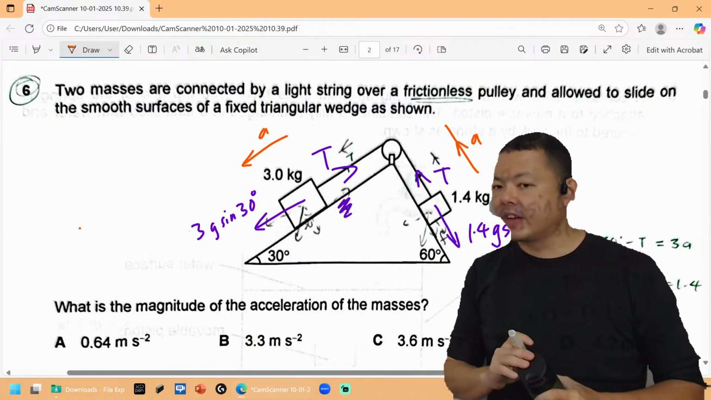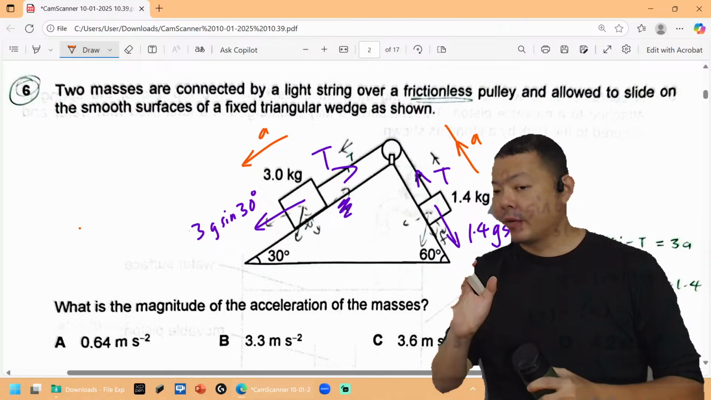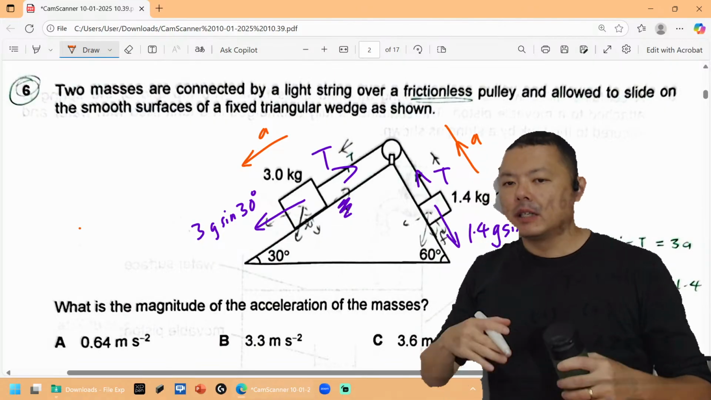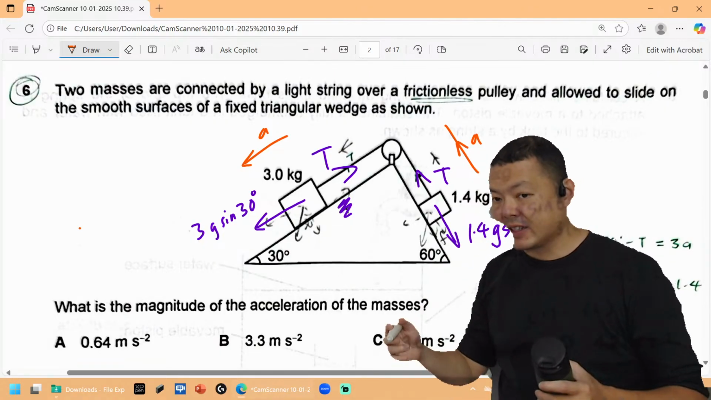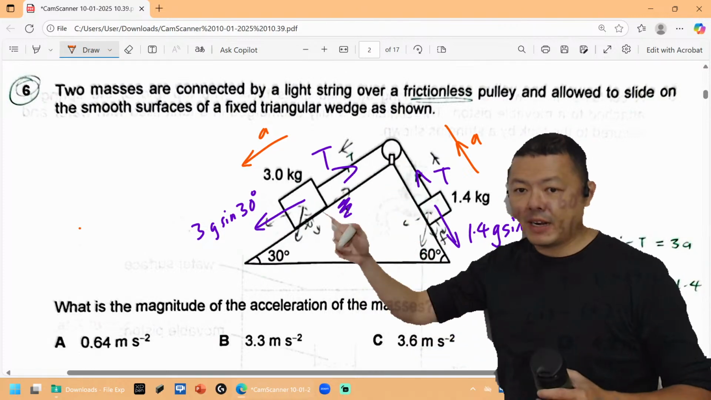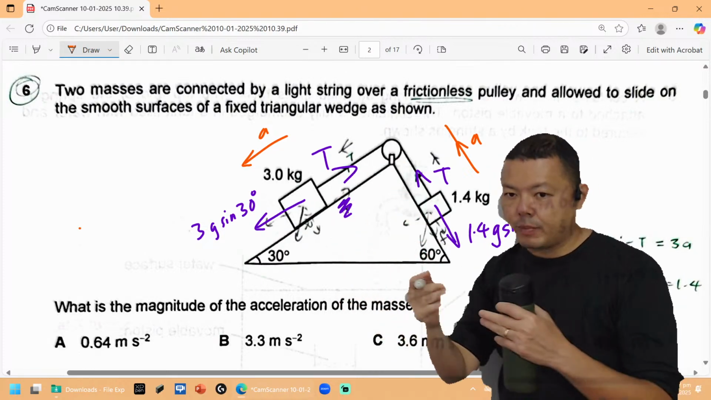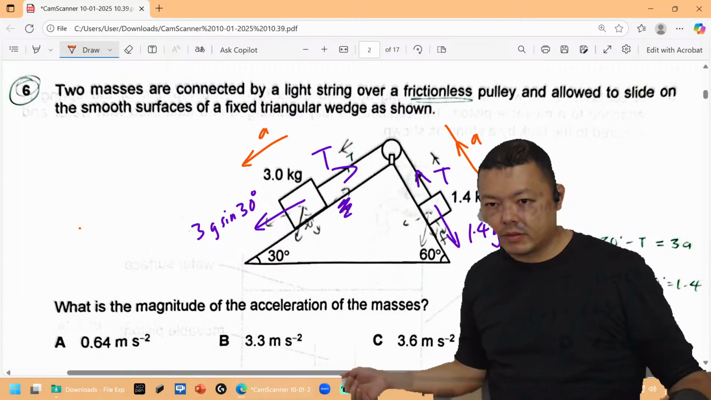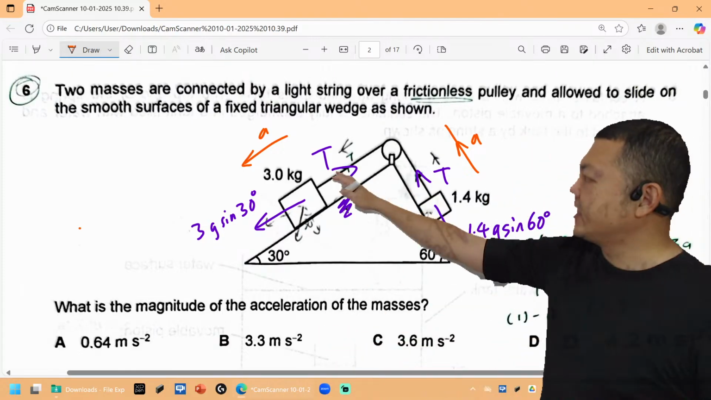No, because they're connected. They move with the same speed. They will have the same acceleration, but the reason they have the same acceleration is because they're connected. If one accelerates more than the other, then either the string becomes slack or the string breaks. Okay? Now, will the tension be the same?